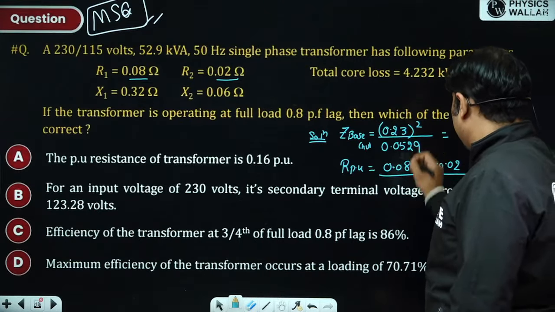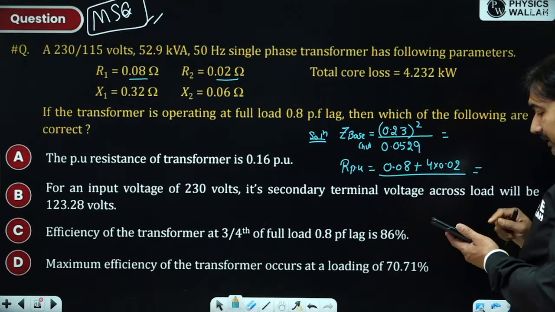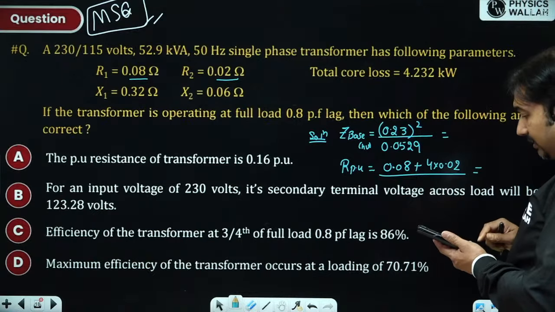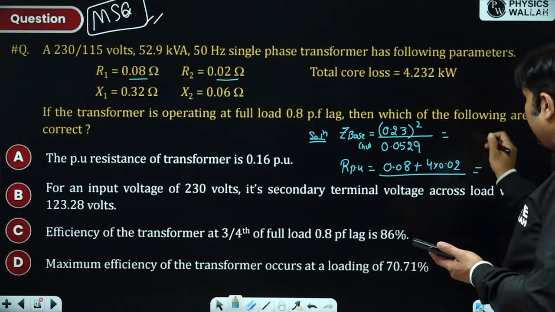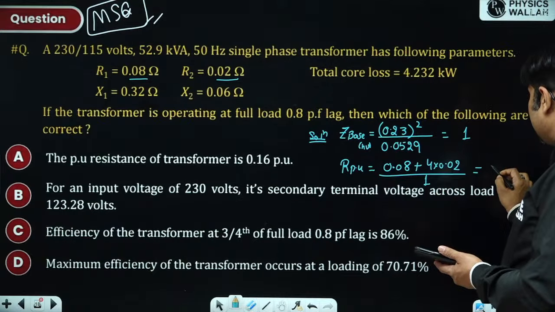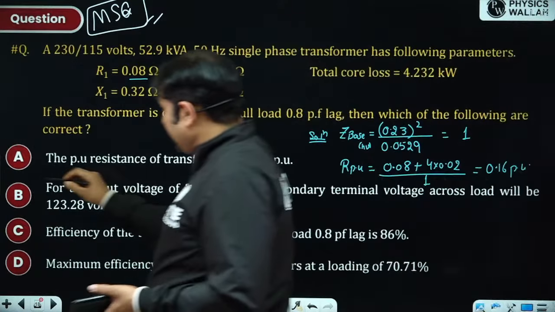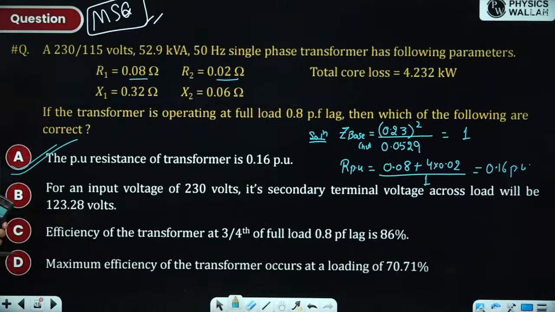And you can put the value of S base. So 0.32 square divided by, okay, same value only. Wow, Z base is 1 only. So this is 0.08 plus 0.08, which is 0.16 per unit. Great. So A is correct. Now come to the second part.